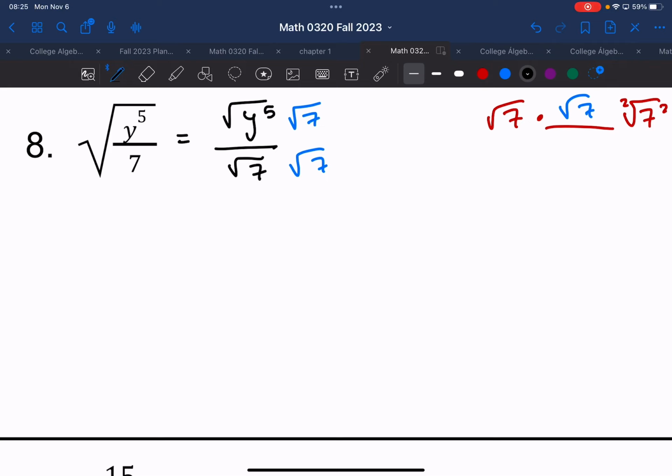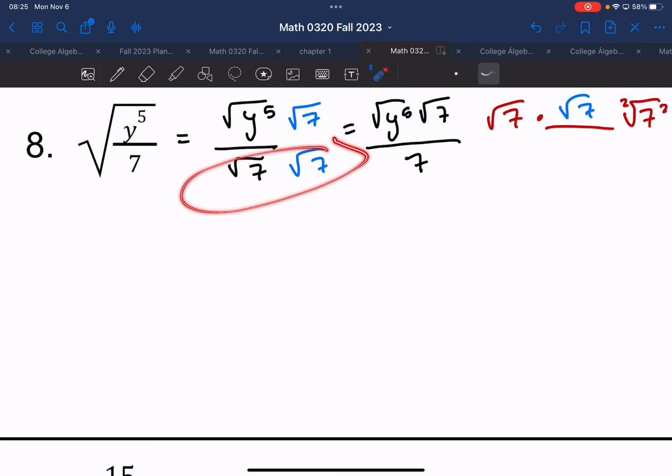Okay. This is going to become square root of y to the 5th, square root of 7, all over 7. Good, because remember, this part right here, when we multiply them together, gives us the square root of 7 squared, which cancels the index and the power and leaves us with 7. So just think when you are multiplying the two square roots together, your answer is whatever is on the inside. And we just write one of them.